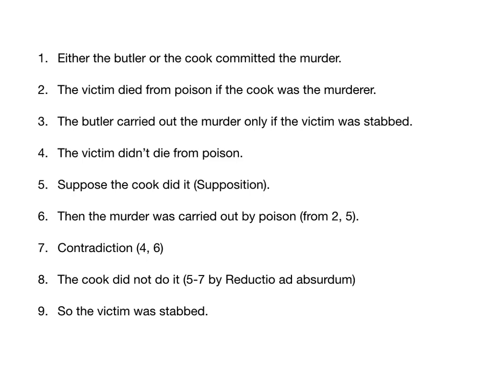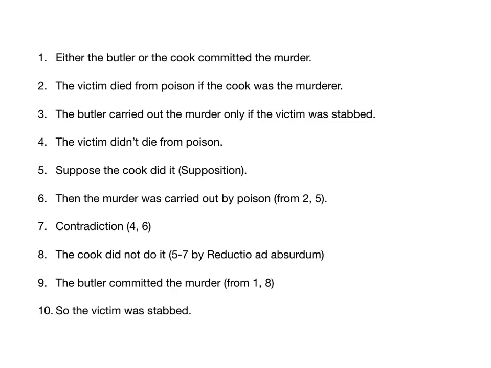Then the murder was carried out by poison. Two says, if the cook did it, the murder was carried out by poison. For five, we're supposing that the cook did do it. That gets us a contradiction. Four says the victim wasn't poisoned. Six says he was. So assuming the cook did it gets us this reductio, five through seven. So the cook did not do it, right? So we still haven't gotten our conclusion, but we're pretty close. Well, if the cook did not do it, our number eight that we got by using this reductio strategy, then the butler did it, right? Number nine, from one and eight, the butler did it.